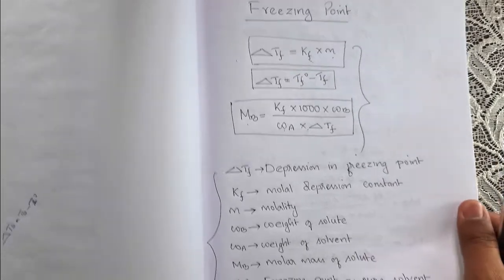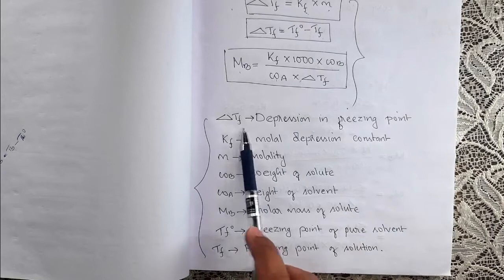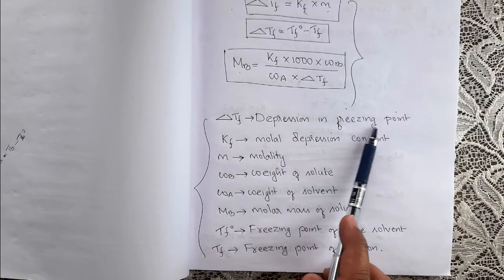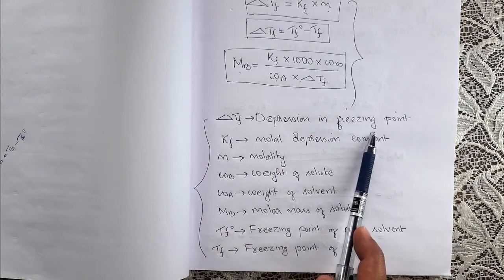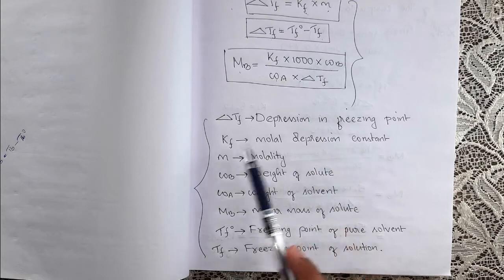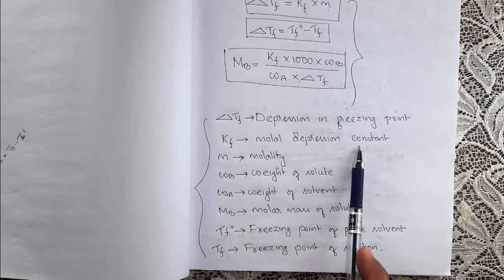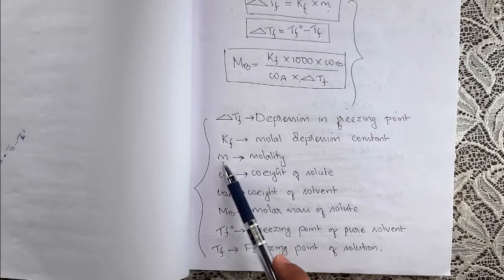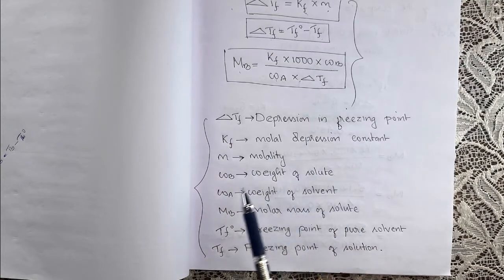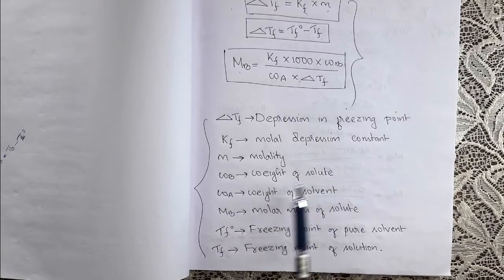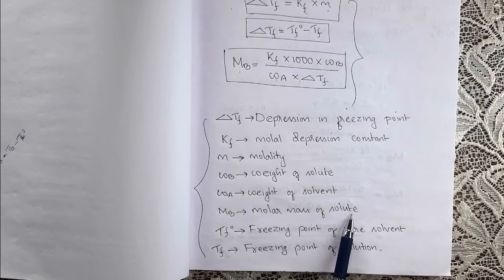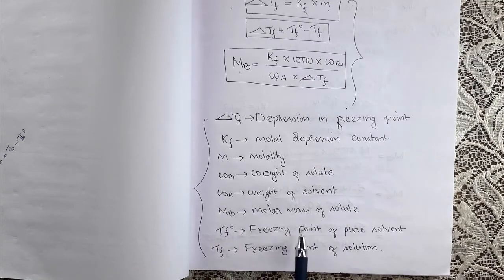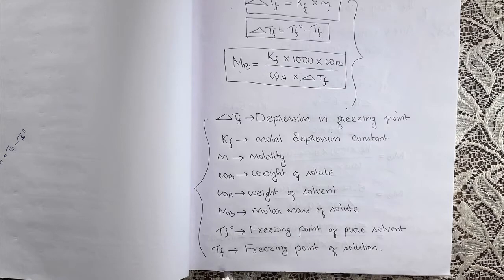So let us look at the terms. We have delta Tf is equal to depression in freezing point. So you need to know each and every term. Delta Tf is depression in freezing point. M, small m, is the molality. Wb is weight of solute. Wa is weight of solvent. Mb is molar mass of solute. Tf naught is freezing point of pure solvent, and Tf is freezing point of solution.